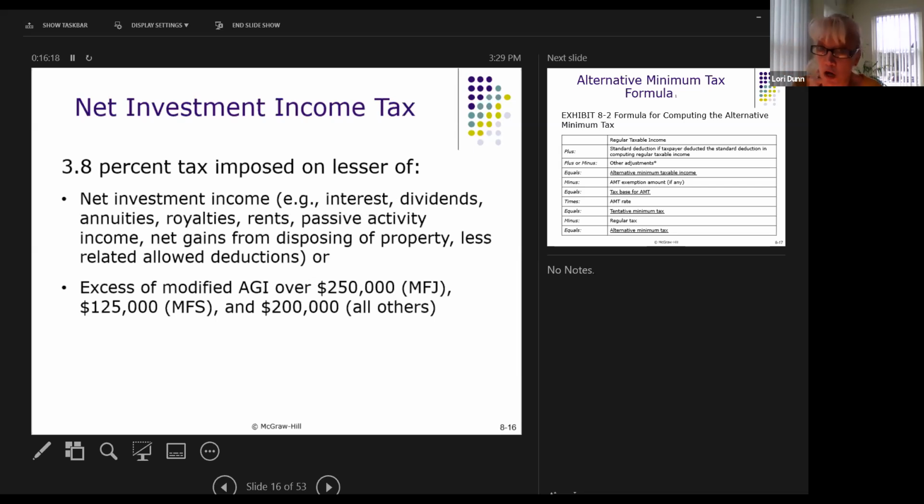Now he has qualified dividends. I'm not looking at this slide. I'm looking on page 8-7. Remember, qualified dividends are taxed at preferential rates. In our last example, it was all interest, which is taxed at ordinary rates. So let's see how this changes because of the type of income it is.